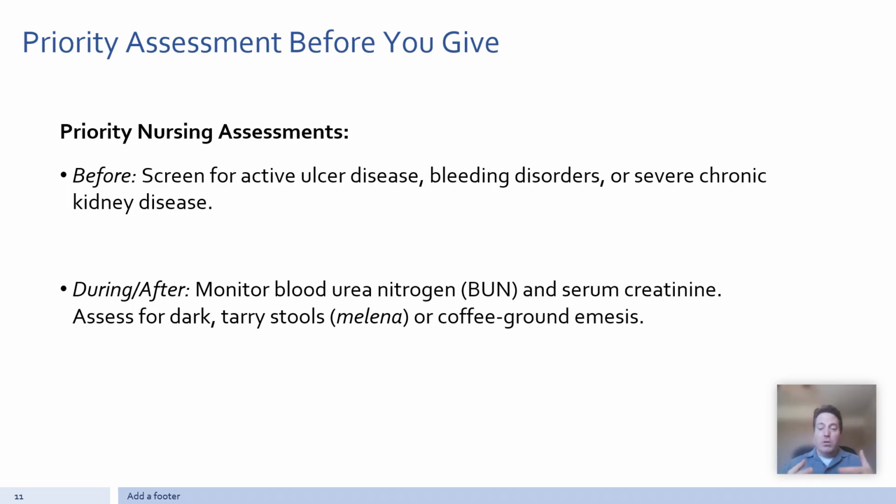And so we want to be sure that they haven't had any ibuprofen or naproxen or any other NSAID prior to coming into the emergency room for at least 6 hours. We also want to continue to assess them during and after. We want to monitor blood urea nitrogen levels, or BUN levels, as well as serum creatinine. We want to assess for dark tarry stools or melena or coffee ground emesis, and those are indications of GI bleeding or problems with renal perfusion.